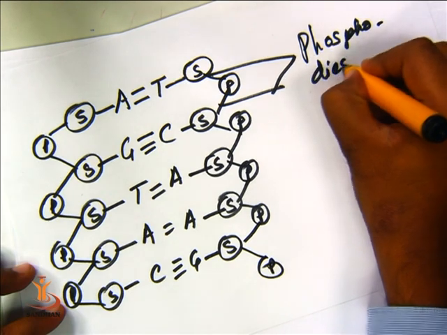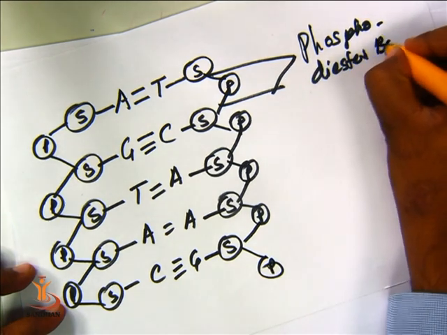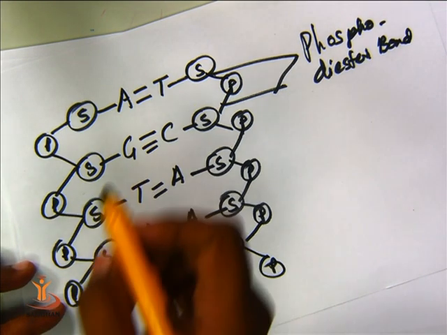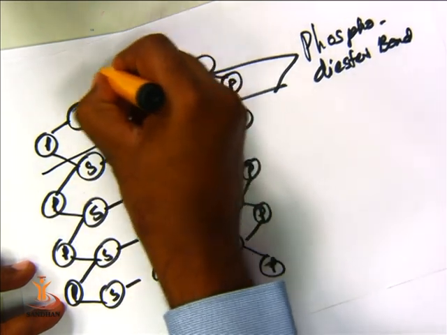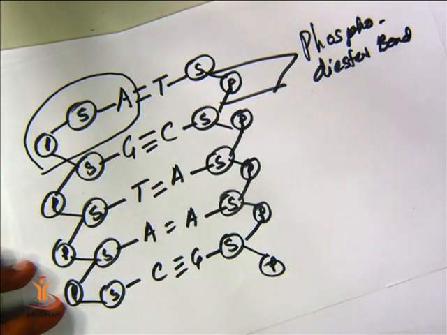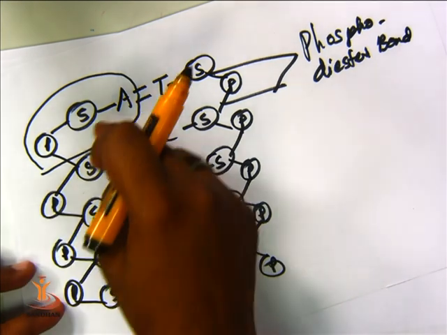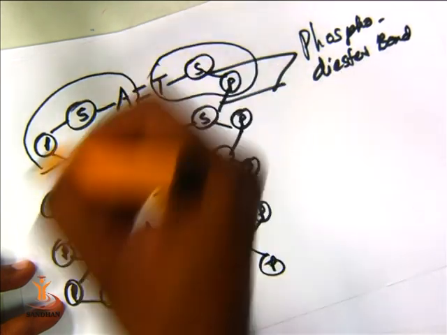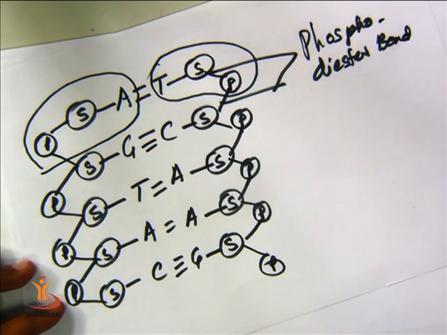Phosphodiester bond, as I discussed, how it's formed. Now we are talking about the hydrogen bonding between the two nucleotides. This is a nucleotide, adenosine monophosphate, or we could talk about adenosine diphosphate, adenosine triphosphate. Suppose this is a nucleotide. Similarly, this is again a nucleotide, thymidine phosphate.